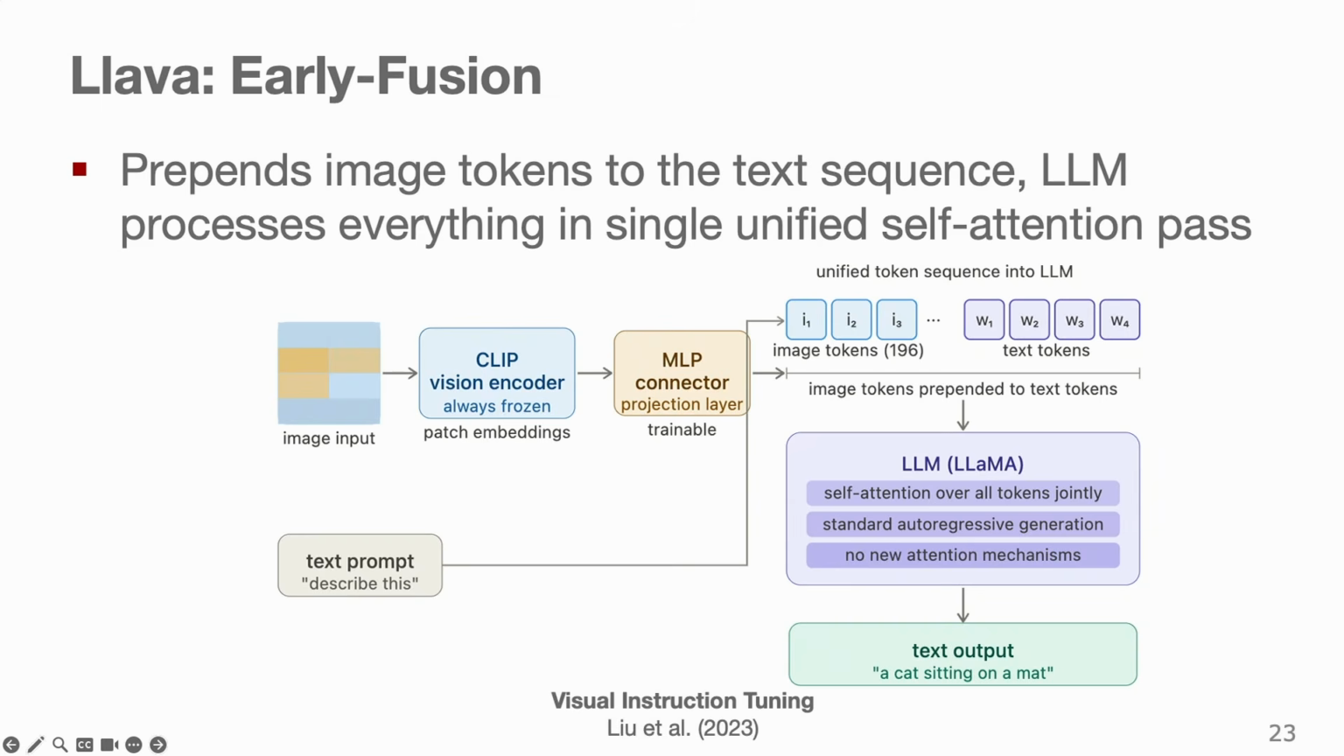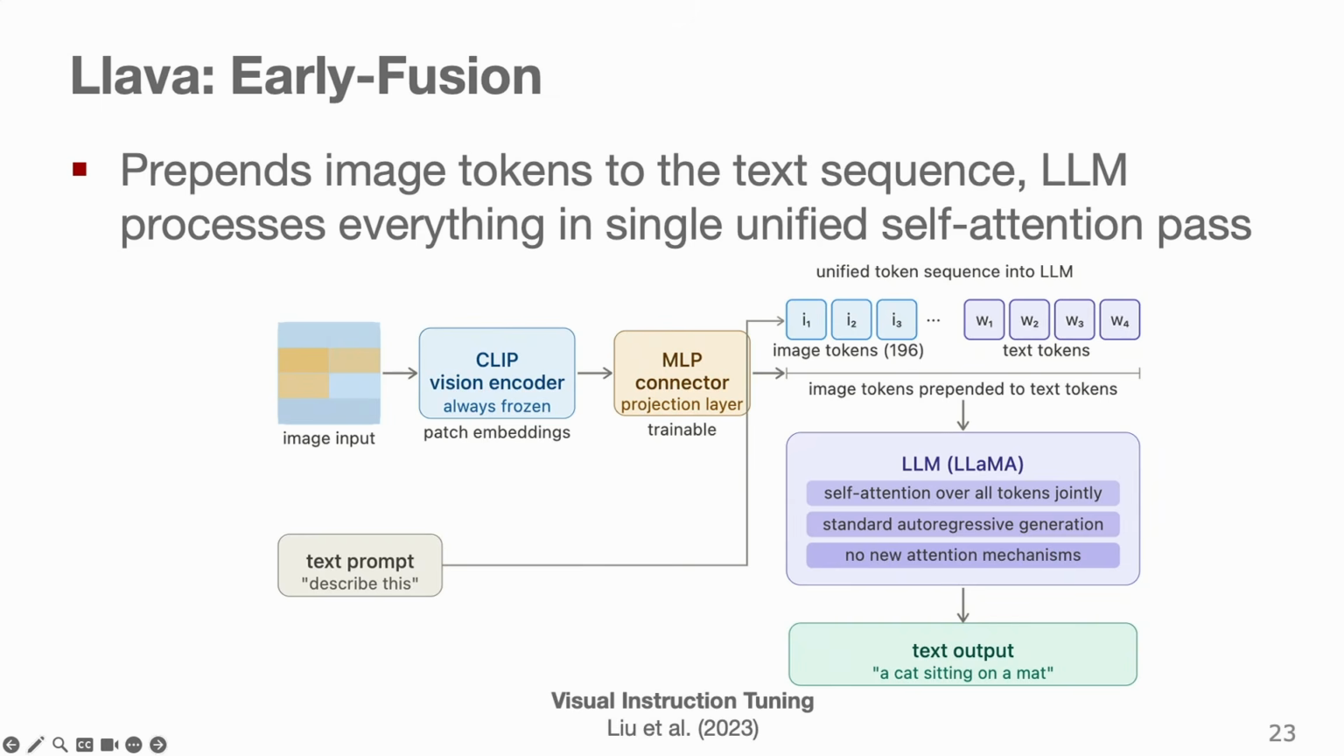So you take your image, you run it through a frozen CLIP vision encoder, so you get your patch embeddings. You pass those through a small trainable MLP connection layer to fit them into the right dimensionality. And then you just prepend them to your text token sequence. And now the LLM runs the standard self-attention over the entire unified sequence with no architectural changes whatsoever.